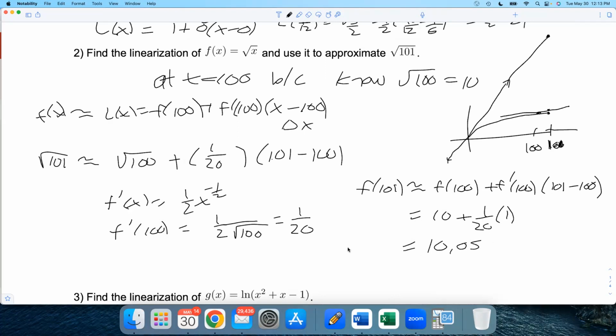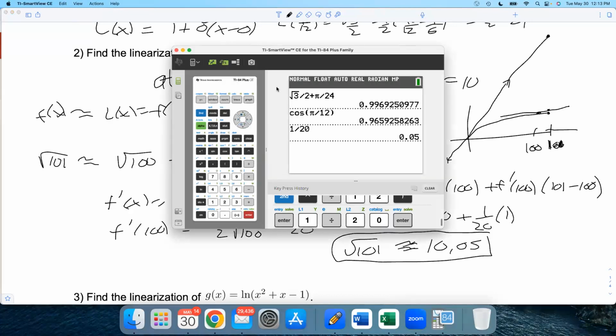So I get 10.05. So the square root of 101 is approximately equal to 10.05. Let's check it and see how well we did. Oh, come on. That is a great approximation.